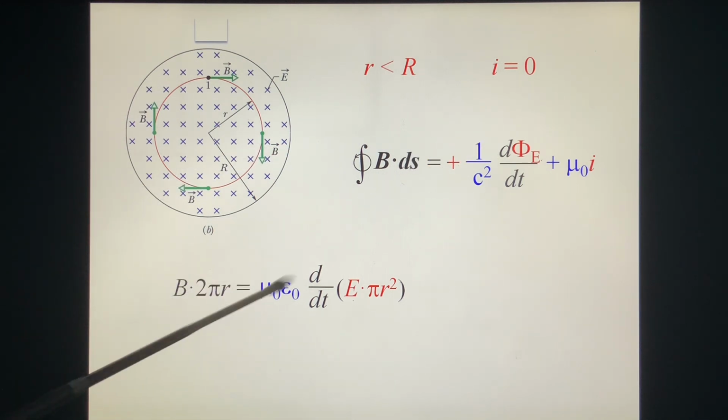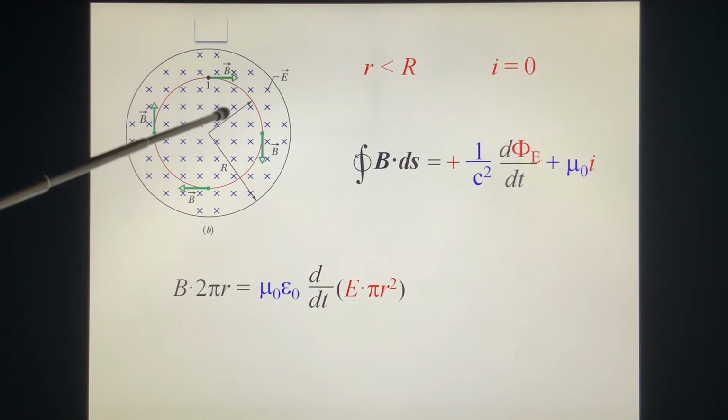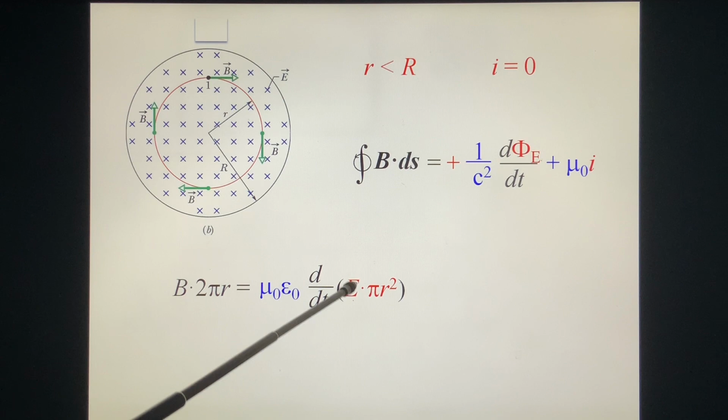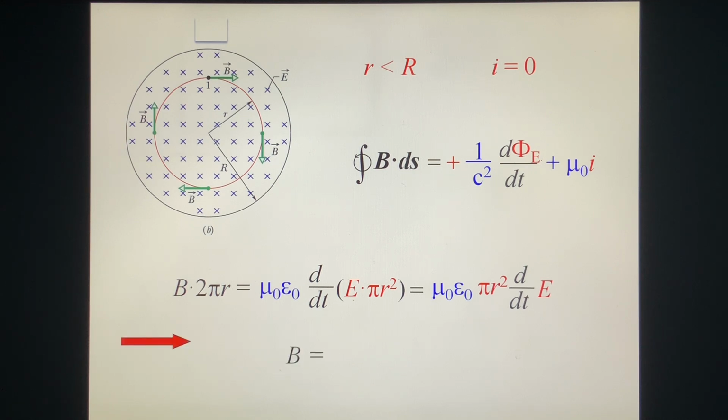And this one is mu 0 epsilon 0 d phi e dt. Look at the phi e. Phi e is E, uniform, multiplied by the area, pi r squared. And this is nothing to do with time t, so we take it out. Finally we find B equals, r cancels, 1/2 mu 0 epsilon 0 r dE/dt. We get this answer. The B depends on how E changes.